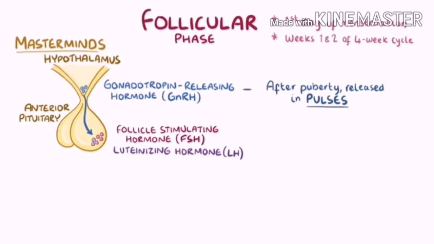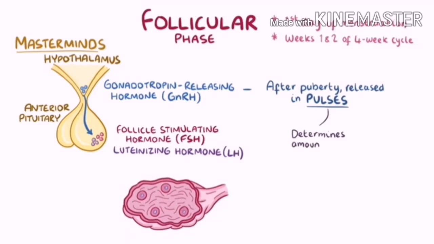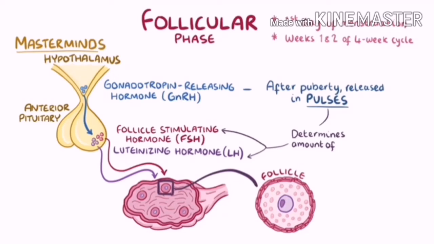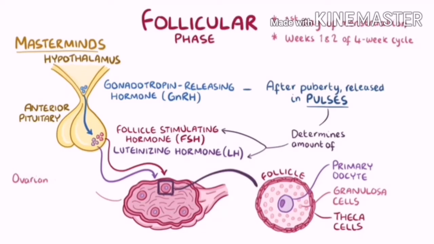The frequency and magnitude of the gonadotropin-releasing hormone pulses determine how much follicle-stimulating hormone and luteinizing hormone will be produced by the pituitary. These pituitary hormones control the maturation of the ovarian follicles, each of which is initially made up of an immature sex cell, or primary oocyte, surrounded by layers of theca and granulosa cells, the hormone-secreting cells of the ovary. Over the course of the follicular phase, these oocyte-containing groups of cells, or follicles, grow and compete for a chance at ovulation.